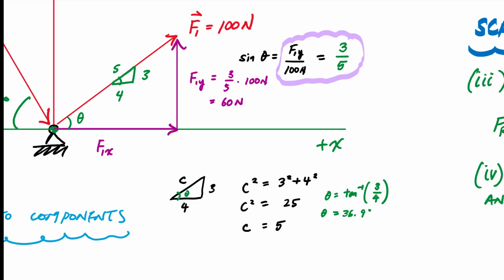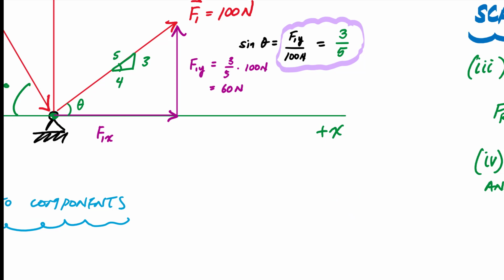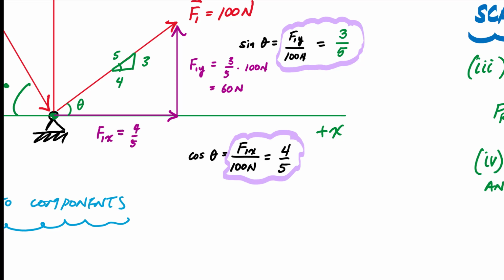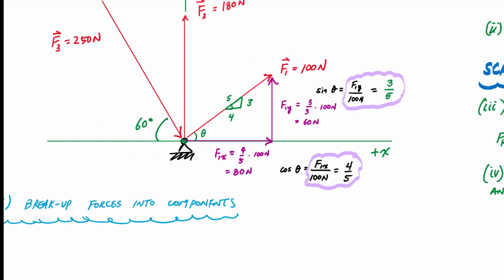which is 60 newtons. To find F1x using this 3, 4, 5 relationship, I would say, well, cosine theta is F1x, the adjacent, over the hypotenuse of 100 newtons, and that's equal to 4 over 5. And again, I'm using this ratio here. If I solve for F1x, that's just 4/5 times 100 newtons, which is 80 newtons. And that's how I use this 3, 4, 5 relationship to determine the sides of the triangle.